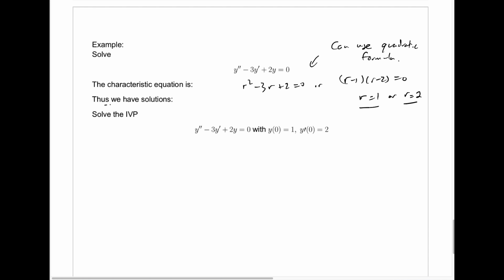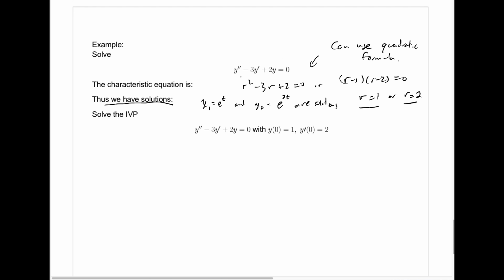That tells us we have two solutions that we know of now for the differential equation, and I'll call them y1 equals e to the 1 times t, and y2 equals e to the 2 times t. These are solutions.